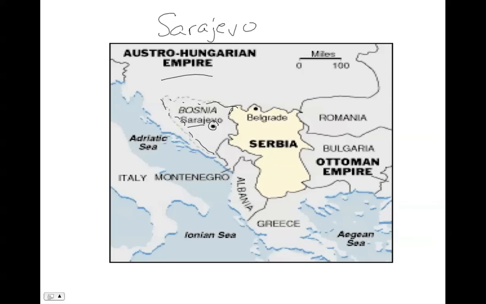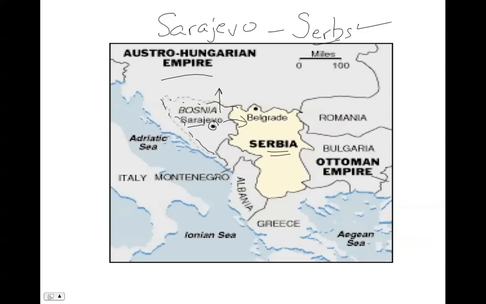Now, Sarajevo was populated by different ethnic groups, but a major ethnic group was Serbs. As you can see, here's Serbia. But there are a lot of Serbs that lived in Bosnia, and those Serbs were, of course, under the Austro-Hungarian Empire. These were called Bosnian Serbs, and many of them wanted to be part of a greater Serbia, or maybe even independent. Different groups wanted different things.